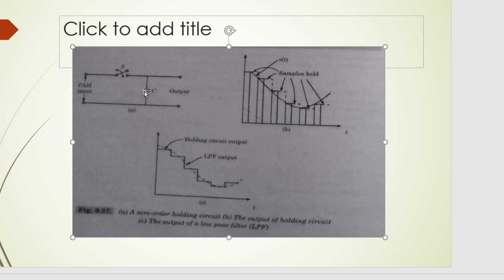Okay, so at the output of this holding circuit, we are obtaining a waveform like this. Okay, so this is the holding circuit. So after applying this PAM signal into a holding circuit, we are obtaining a waveform like this. So we can see here, it resembles our original message signal, is it not? So if you are applying this waveform to a low pass filter circuit, we will obtain the perfect or the original message signal as it was transmitted.